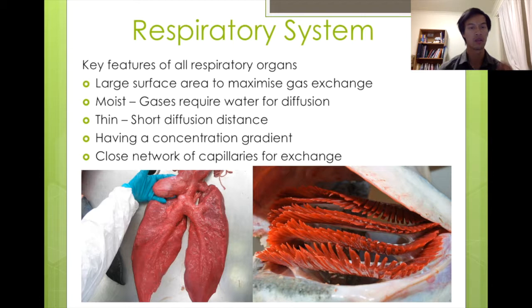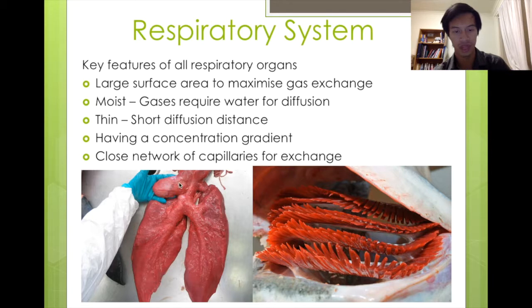Okay. So the features, you need a large surface area to maximize the gas exchange, and then you also need a moist environment, because the gas requires water for diffusion, and it needs to be thin, which means the membrane is short enough for the diffusion to occur between the external environment, in this case the air pockets inside of the lungs, and then the internal environment, which is your blood. Okay. You need to have a concentration gradient, which means that there needs to be a net movement of oxygen and carbon dioxide to an area where there is less of it, and then there's a close network of capillaries for that exchange.